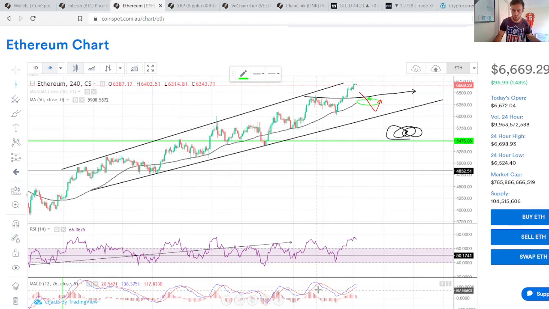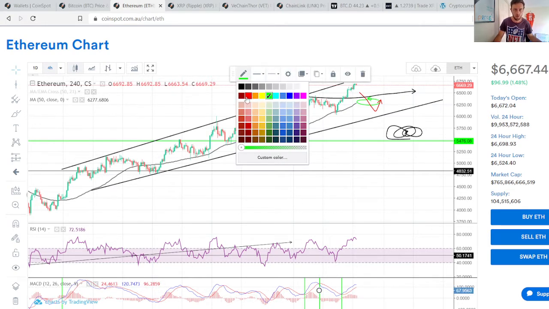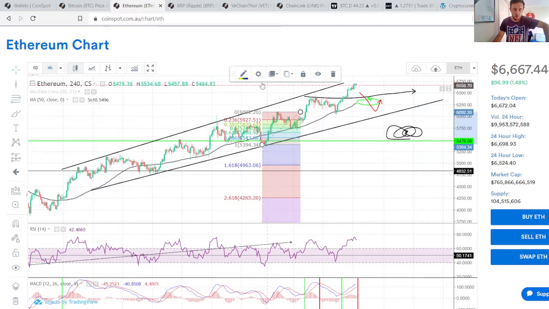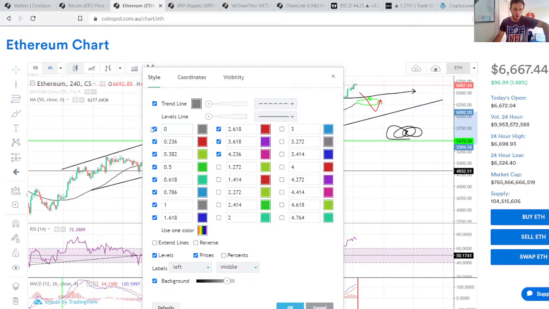Okay, so we got buy, sell, and we haven't got the sell yet. Okay, also we can measure that from a retracement. Usually it'll come back to the 618. If it comes back to the 618 on a support line in a trend, that's a really good area to buy from.